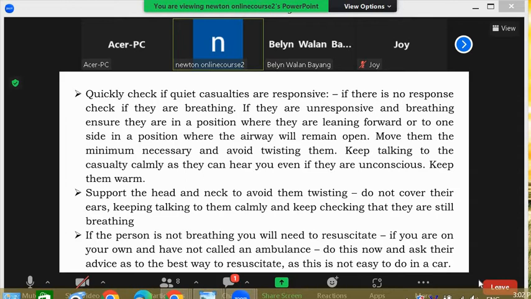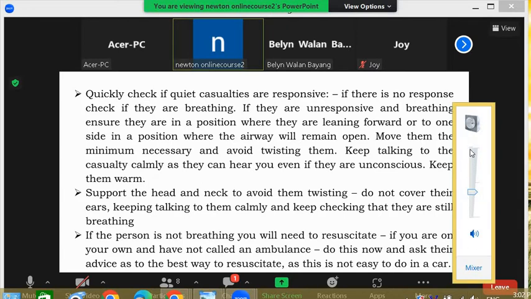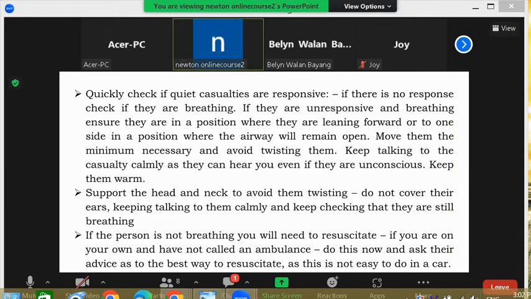Next important thing, support the head and neck to avoid them twisting. That is a very important thing. If you are taking care of the patient, you always have to support the patient's head and neck. Do not cover their ears. Keep talking to them calmly and keep checking that they are still breathing. Don't think, if the patient is unconscious, why should I talk to them? Not like that. You have to talk to the patient, as they may hear some voice, and in between talking you have to check whether the patient is breathing or not.